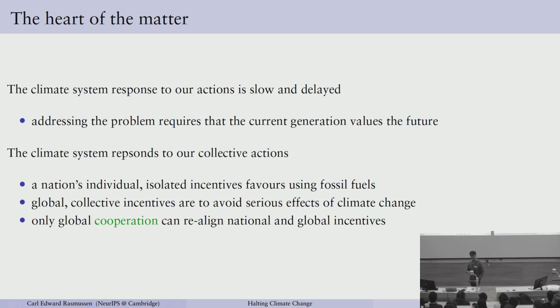Okay, so the second characteristic of the problem is that the climate system responds to our collective actions. That means that whenever a nation or a company or an individual, but let's talk about nations at the moment, decides whether they're going to use fossil fuels, for example, the problem is that they get all the benefit of using the fossil fuel. If they use it to power an engine or heat their house, they get all the benefit, but they don't get most of the cost, because most of the cost will just disappear up in the atmosphere and into the rest of the world. So the individual incentive for a country isn't really measuring the right thing.